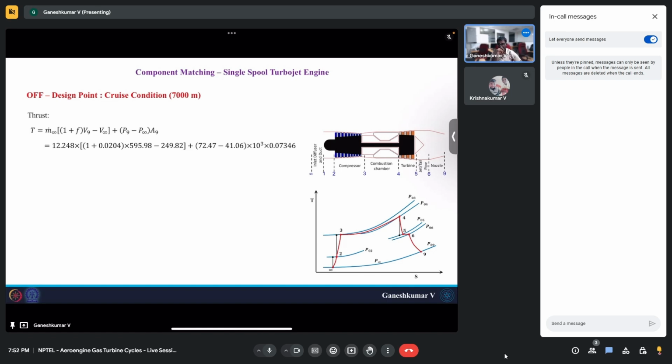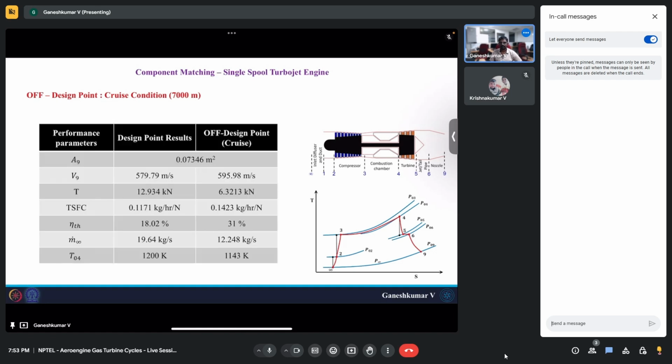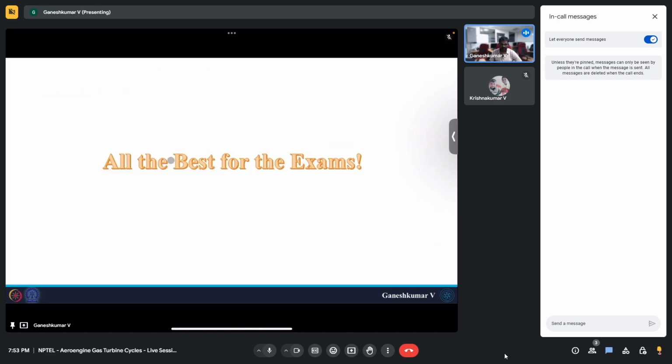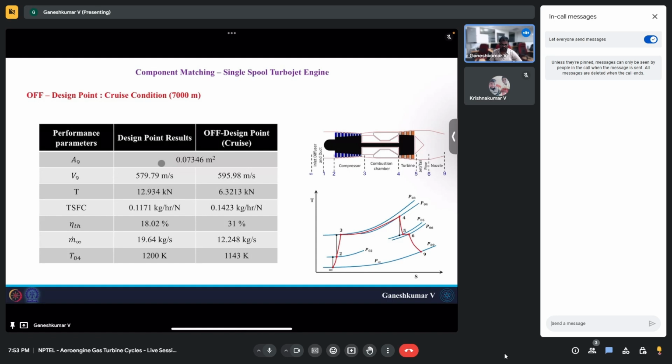All right. So the thrust here is coming out to be 6.3213 kilonewton. We will compare that with the design point soon. And the TSFC, again you can calculate based on this, and it comes out to be 0.1423 kilograms per hour per newton. For efficiency, I have calculated only thermal efficiency. You can also calculate propulsive and overall efficiency. The thermal efficiency for this engine comes out to be around 31%. So this is the final comparison that we have here. The A9 is the same, so please note that.